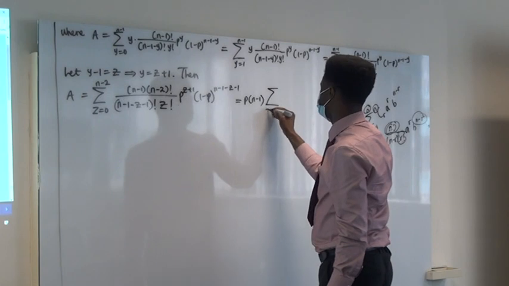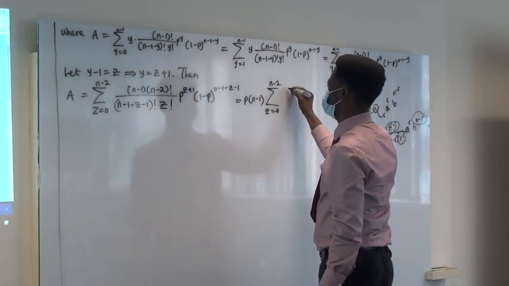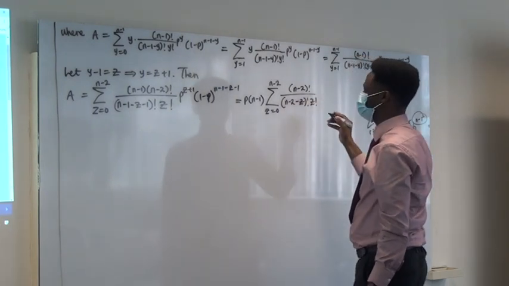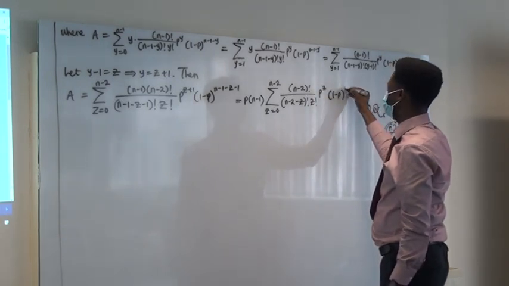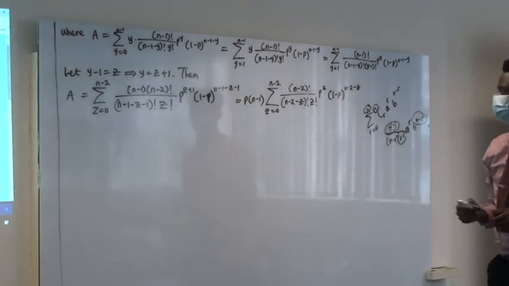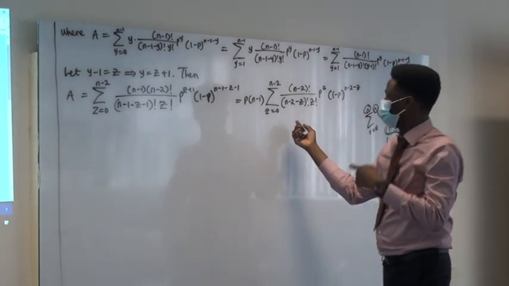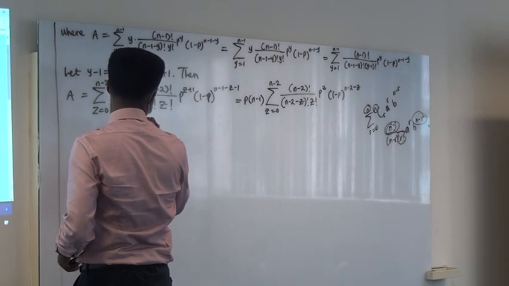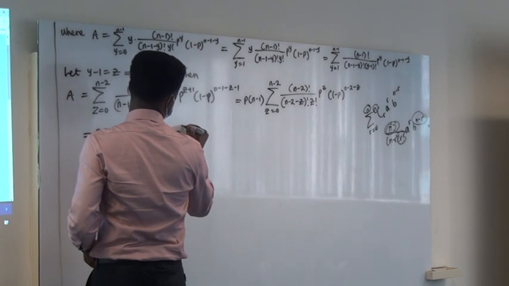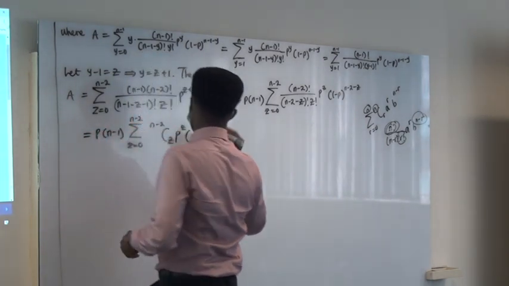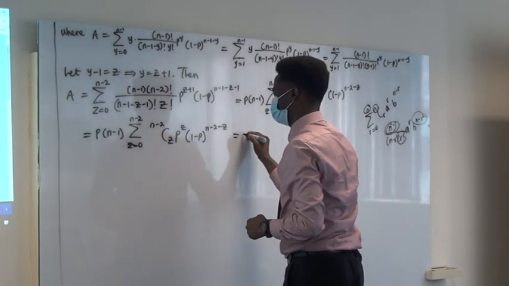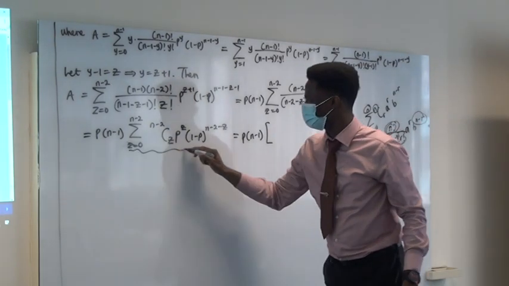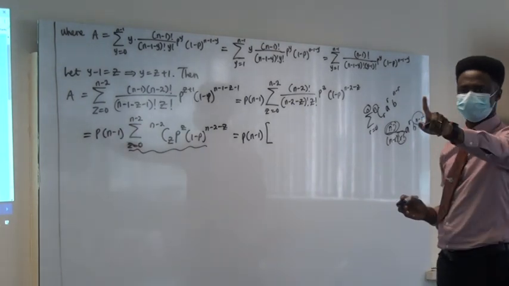Then sigma z is equal to 0 to n minus 2, then what? N minus 2 factorial, n minus 2 minus z factorial, yes? P raised to power z, then 1 minus p raised to power n minus 2 minus z. So this is strictly n minus 2 combination z. So we have p into n minus 1, summation z from 0 to n minus 2, n minus 2 combination z, p raised to power z, 1 minus p, n minus 2 minus z. Okay? And so this is what we need. P into bracket n minus 1, while the rest gives you what? What is this result? P plus, yes?